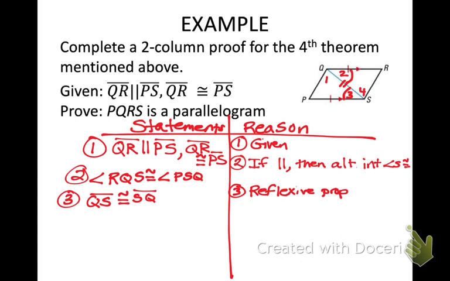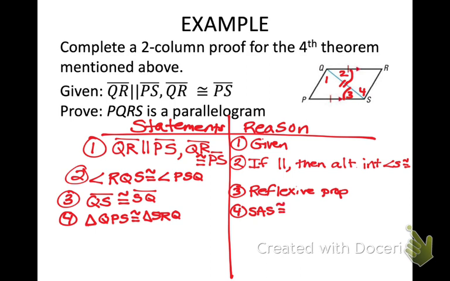Side, angle, side. All right, so let's do that. So line 4. Oh, we're going there. I see it. So triangle QPS is congruent to triangle SRQ because of side angle side congruency.